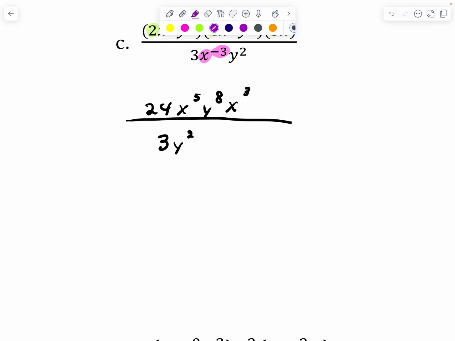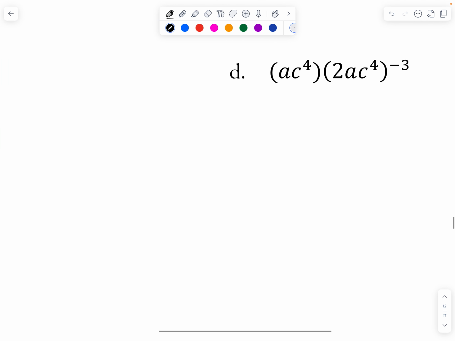Okay, so then I have 24 over 3 is going to reduce. It's going to give me 8. X to the 8th power. All right, oh, look at this. I don't even need to have a fraction bar because if you look at my y to the 8th power over y squared, that's going to be y to the 6th power. All right, let's go to letter D.